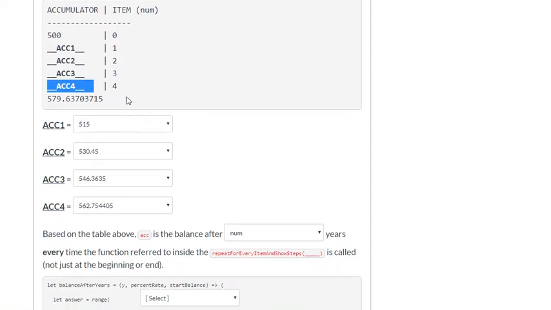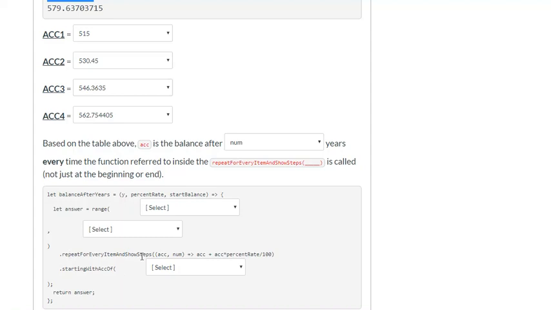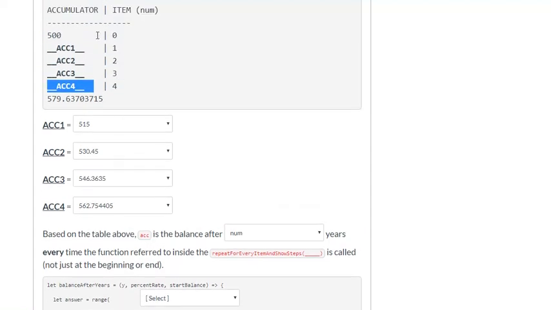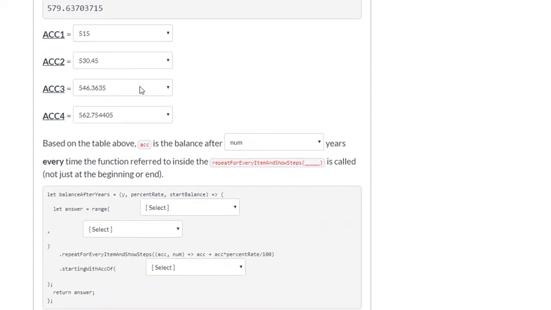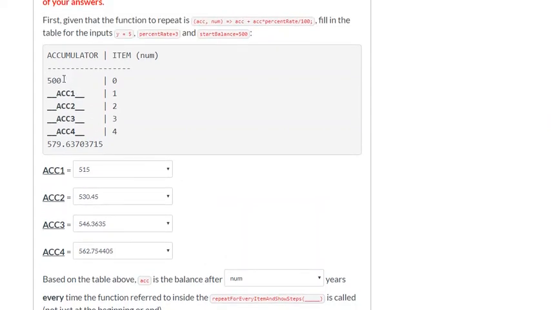So once you have the table, you can use that to determine what you should put in when you're using repeat for every item and show steps, starting with ACC of, okay? So the starting with ACC of is going to be whatever you have in your first row, first column. That's going to be for all of these problems, right? So here you would be starting it with, you see you don't have 500 as one of the options. So I said it's first row, first column, so what's going on?